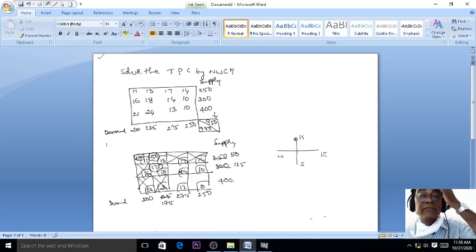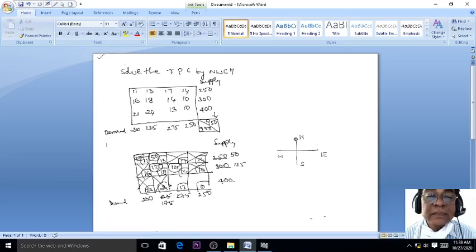Next, the starting cell. What is the starting cell here? 14. See the bottom number 275 and the side number 125. Out of these two numbers, which is the minimum? 125. So shift 125. Once you have shifted 125, in the row direction you have to cancel the remaining elements.